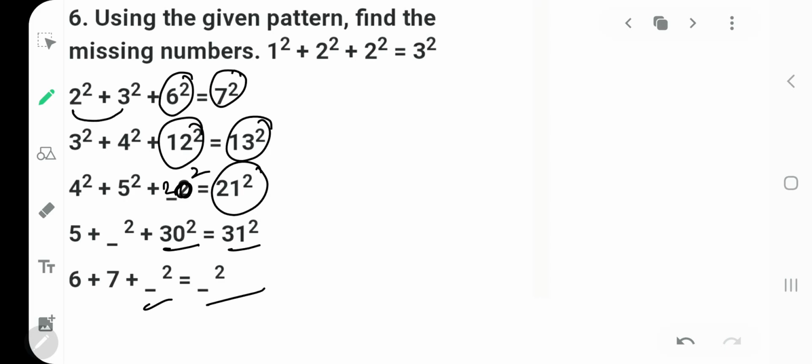I have noticed that 2 3s are 6, 3 4s are 12, 4 5s are 20. So 5 6s are 30. So it will be 5 square, 6 square, that will be 30. Got my point clear? Now 6 7s are 42. So here it will be 42 square, and naturally 42's next number is 43. So 43 square. So you have to observe the pattern and do it.